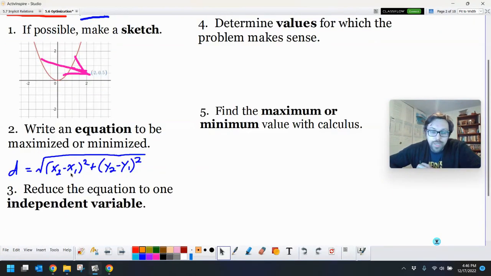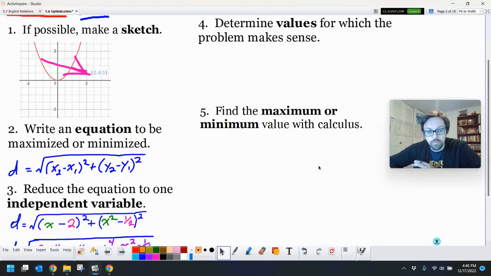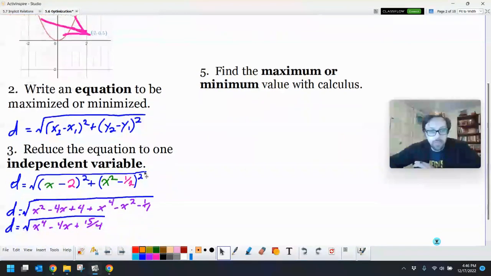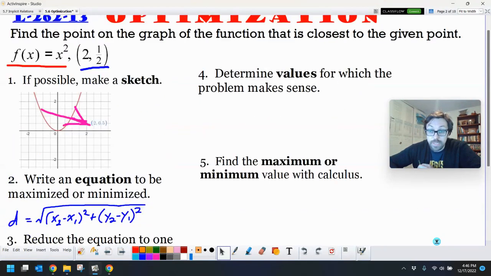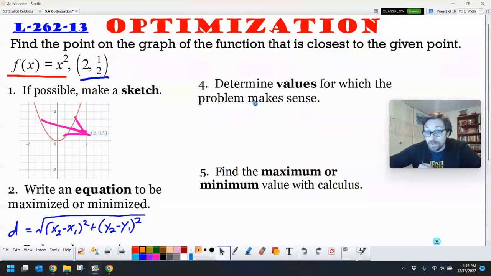Next, our goal is to get this down to a single variable, because right now we've got D, we've got X2, X1, Y2, Y1, too many things going on. So our goal is to narrow that down. So we can plug in our point, and we can plug in that X is Y squared, our Y value is X squared. And then we can do a little bit of simplification in order to get something that will be a little bit easier to find the derivative of, because that is almost our next step.